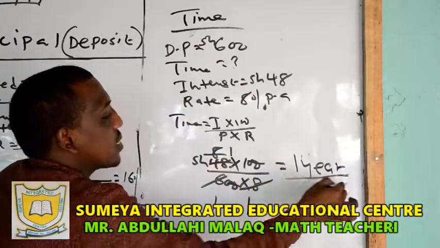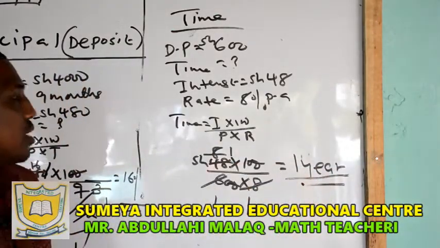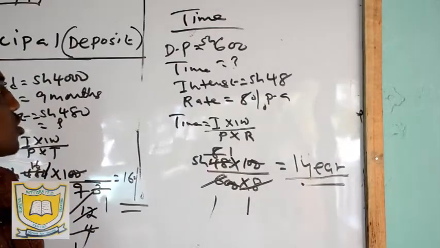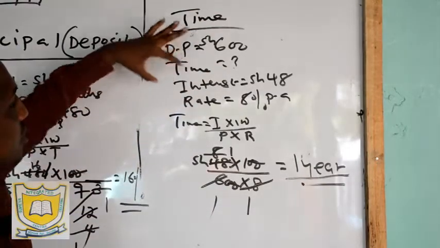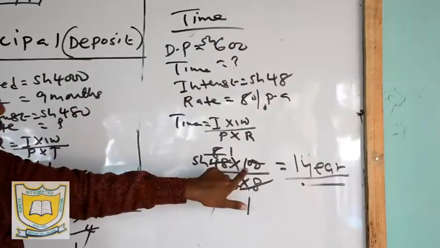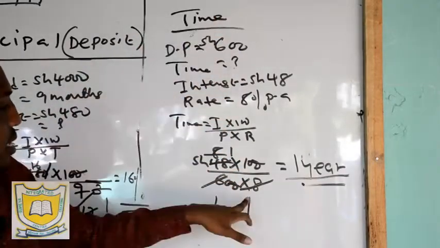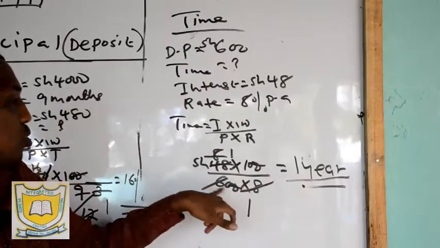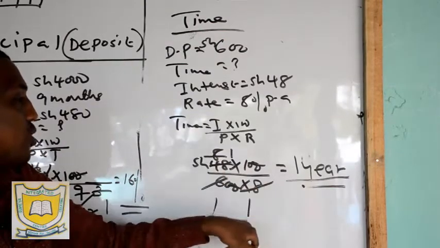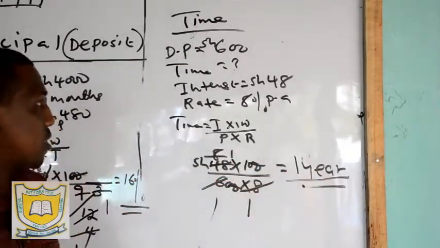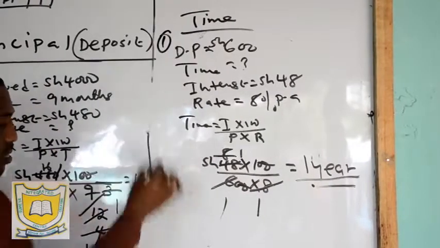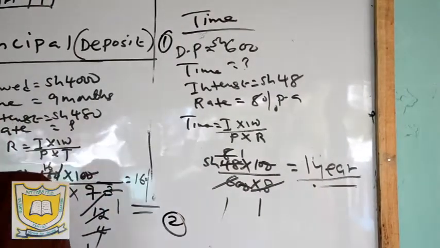That's how we get the time. So time is equal to interest, which is 48, times 100, over the principal, which is 600, times 8. So cancel by 6, 1, by 6, 8, by 8, 1, by 8, 1 is 1 year. So that was time. Now the last question for time.